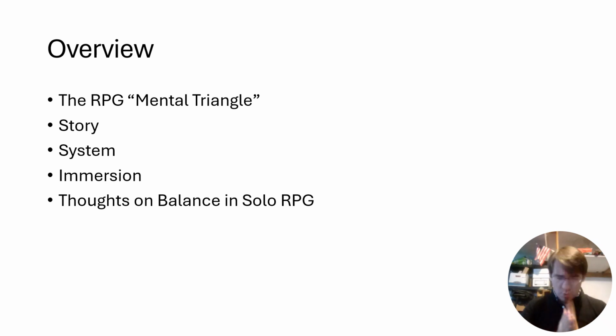So, I want to first present what this RPG mental triangle is, and specifically the elements of story, system, and immersion. I want to talk about each of these three elements and then share some thoughts on how we can balance them strategically, specifically in the context of a solo RPG. Although certainly I think all three of these elements exist in any tabletop RPG. Actually, probably any RPG, including on a computer. I think all of these elements are there, it's just approached differently when it's technologically mediated. We'll just say it that way.